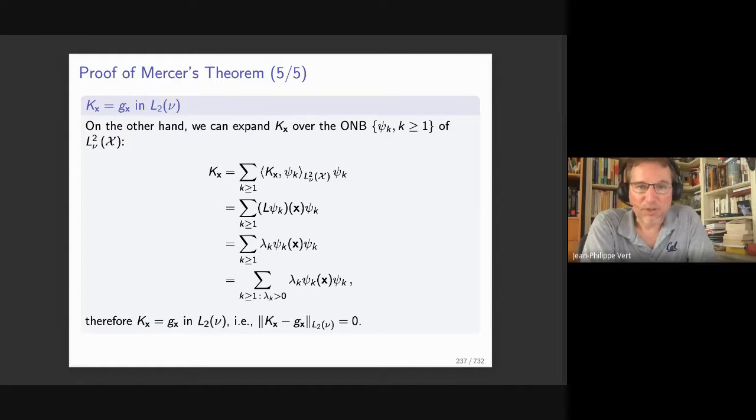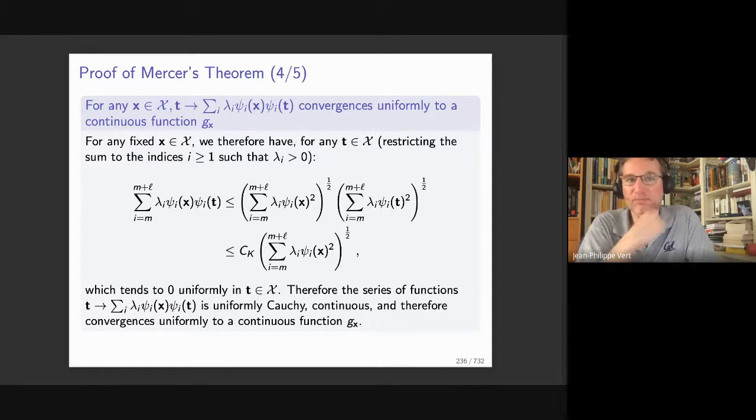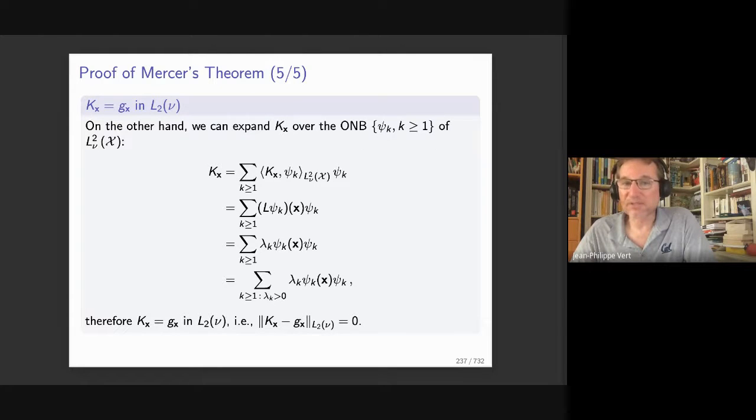All right, and so here we have a sum, and you see that only the non-zero lambda_k contribute to the sum, so we can restrict it to the sum over the k such that lambda_k is strictly positive of lambda_k psi_k(x) times psi_k. Okay, so this shows us that in L2 we have exactly the same definition for k_x and for g_x. It was the same, the sum of lambda_i psi_i(x) psi_i(t). So in L2 they are the same function. We have k_x, defined as a function in L2, is equal to k_x, defined as a continuous function.